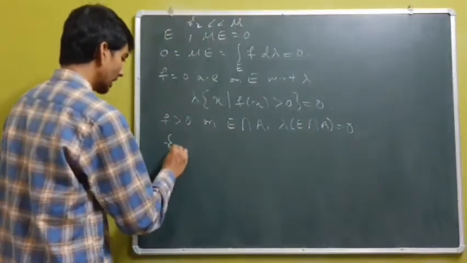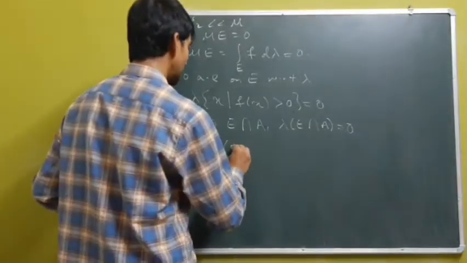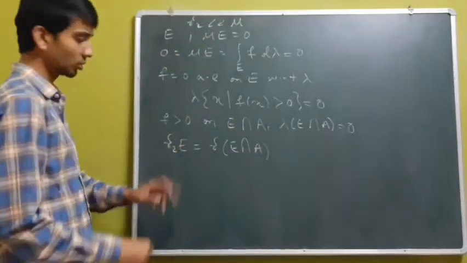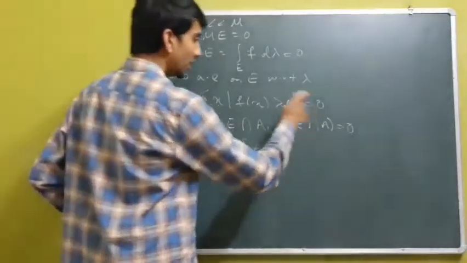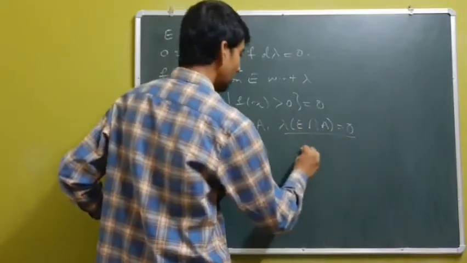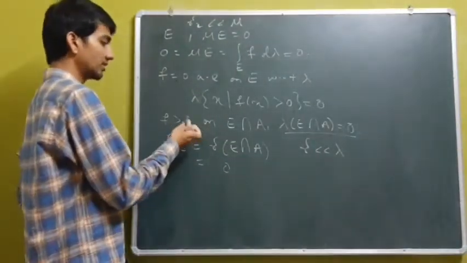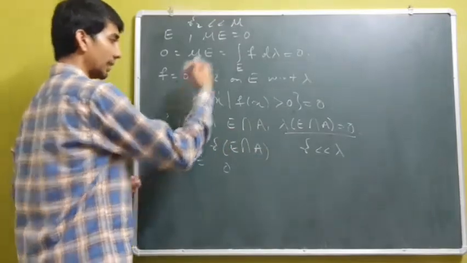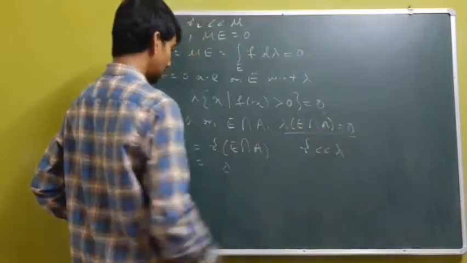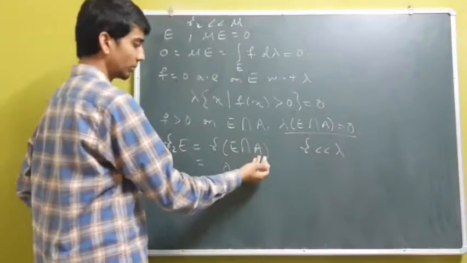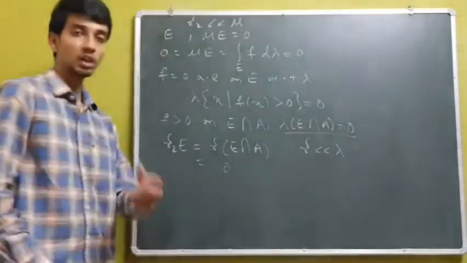Now I will consider gamma 2 of E, and we have defined the measure gamma 2 to be gamma of E intersection A. This must be 0 because lambda of E intersection A is 0 and we have gamma absolutely continuous with respect to lambda at the start. So I took f greater than 0 on E intersection A because the lambda measure is 0 for such a set. So we have the lambda measure of E intersection A is 0, and gamma 2 of E is gamma of E intersection A.